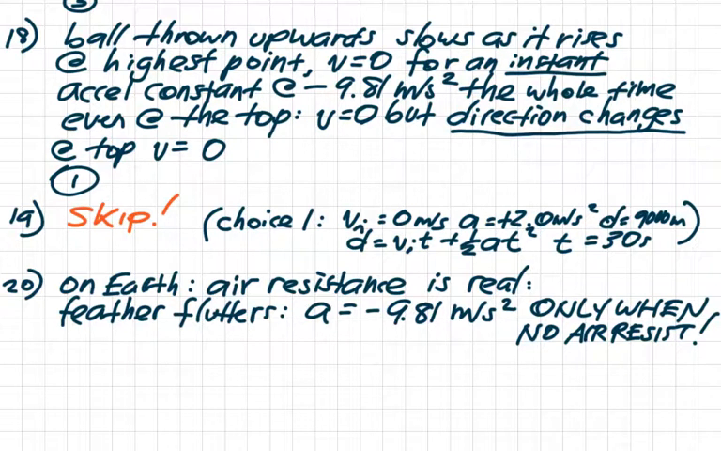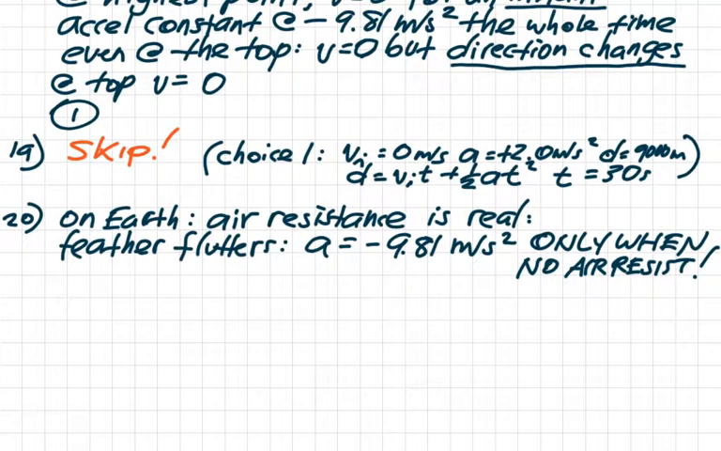If you went to the moon, which has no atmosphere, there's no air resistance. Even in reality, there's no air resistance on the moon because there's no air there. There's no atmosphere at all. If you're looking for a short answer for number 20, the short answer is air resistance.